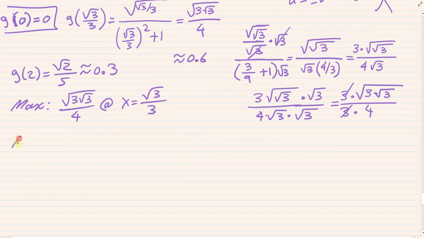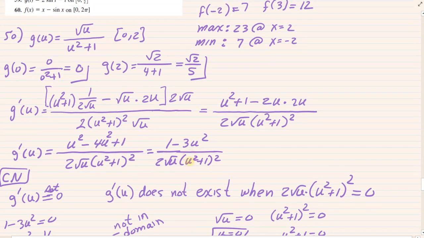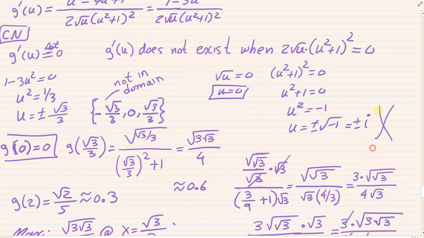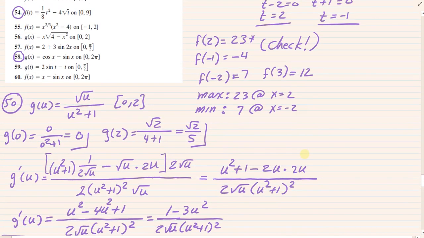And the minimum is going to be 0, and that's attained at x equals 0. Okay, and there you have it, the answer to number 50. Again, if you noted, the algebra is what kind of gets in the way of these. This was kind of a long, detailed, drawn-out exercise.